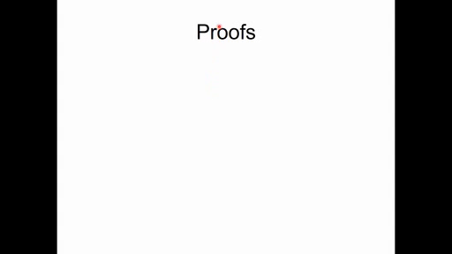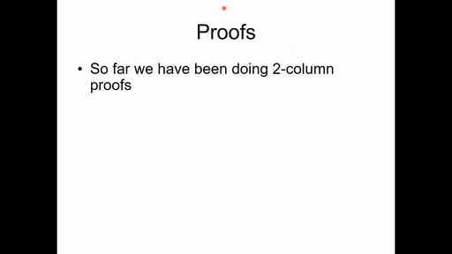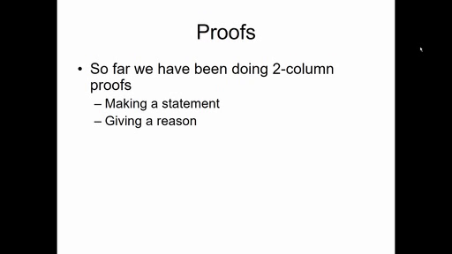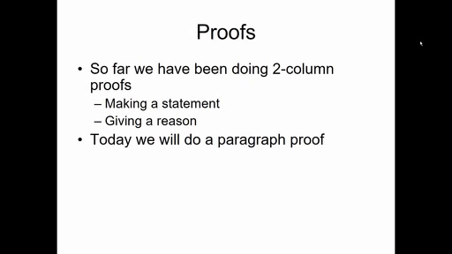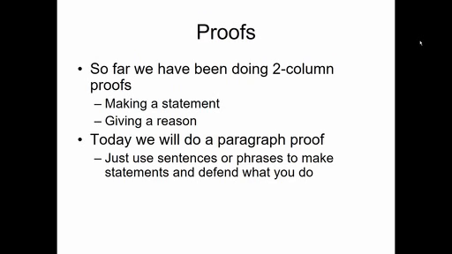So with the proof today, I'm going to introduce something new. So far we've been doing two-column proofs, formal two-column proofs, where we make a statement on the left and then we give a reason on the right. Usually we start with a given and then build off of that. We're going to start today with a different approach, paragraph proofs. Each year, quite a number of students prefer to do paragraph proofs, and many times that's an option for you. The idea is you simply use sentences or phrases to make statements and then defend what you do in that sentence or in those statements.